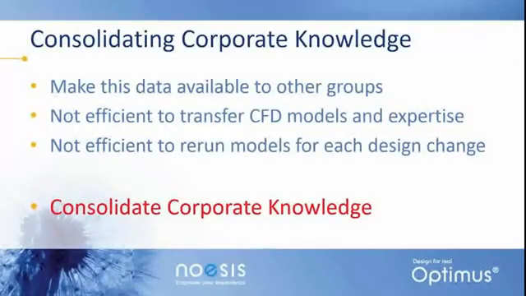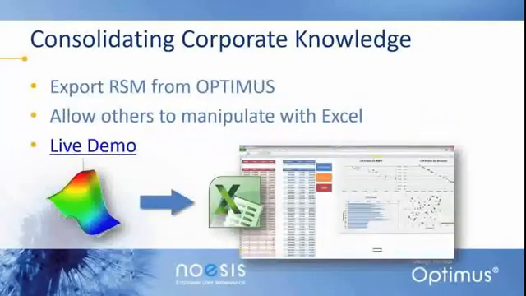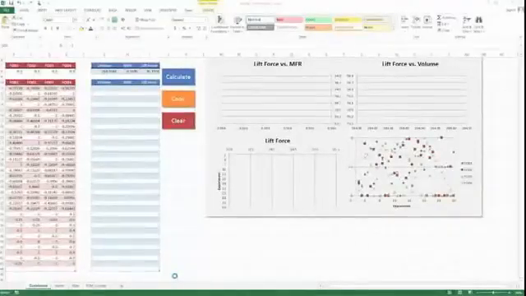Now, the next step in our process is to consolidate corporate knowledge. The concept here is now to allow other non-CFD users to access and extend the data that was calculated with the DOE and the optimization. So Optimus allows the users to export the response surface from Optimus and load it, in this case, into Excel.